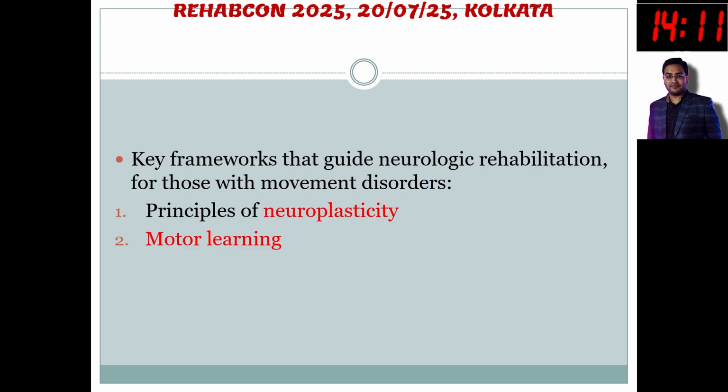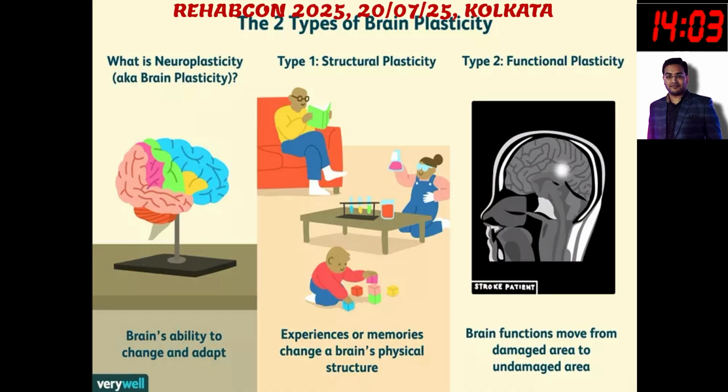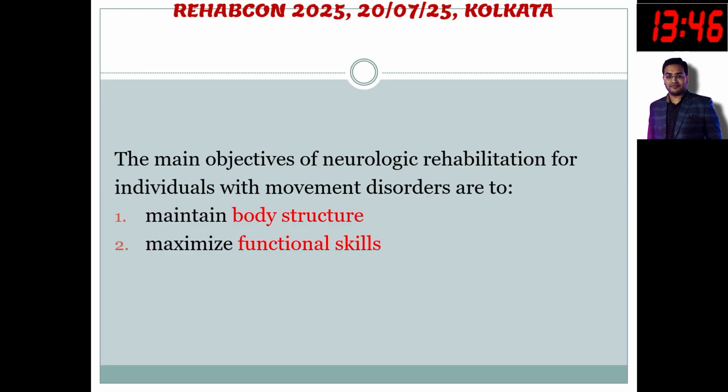The key frameworks which guide neurologic rehabilitation for those with movement disorders are based on the principles of neuroplasticity and motor learning. The two types of brain plasticity are structural plasticity and functional plasticity. Structural plasticity deals with experiences or memories which change a brain's physical structure, and in functional plasticity, the brain functions migrate from a damaged area to an undamaged area.